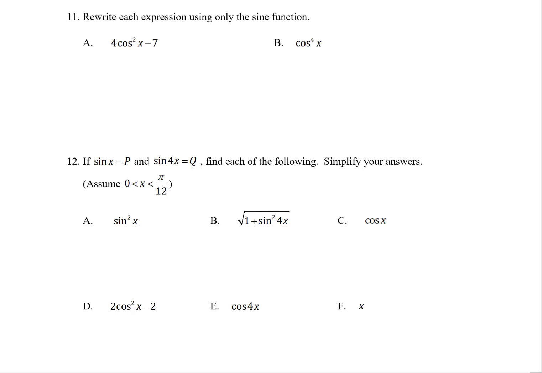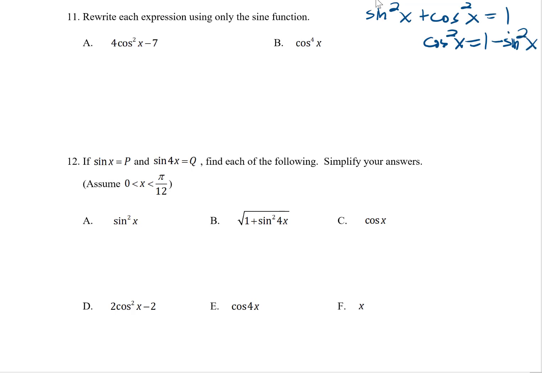Problem number 11. I want to rewrite each expression using sine instead of cosine. Now, when I look at part A and I see cosine squared x, I'm immediately reminded of the Pythagorean identity, because I know I can always make a substitution here. If I just take my Pythagorean identity, move that sine squared to the other side, I have cosine squared x equals 1 minus sine squared x.